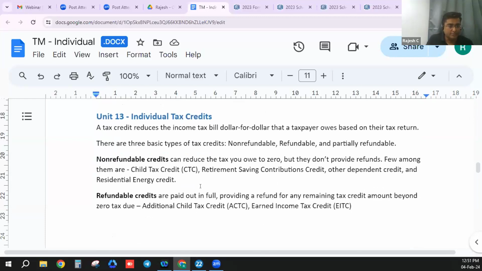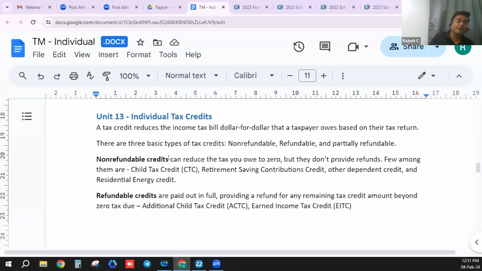So credit reduces your tax liability. A non-refundable credit means, let's suppose your tax liability is 100 and your credit is 120. What will happen in this case? 120 is set off against your $100. So only $100 is set off, and what about the rest, the 20? That 20 amount lapses or is carried forward to the next year, because it is a non-refundable credit.